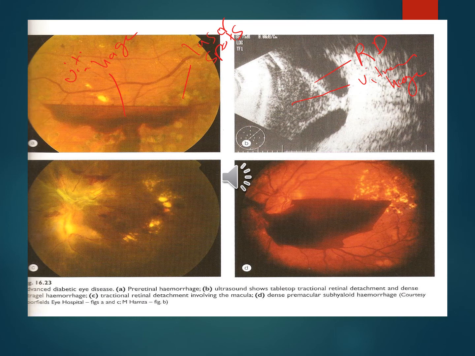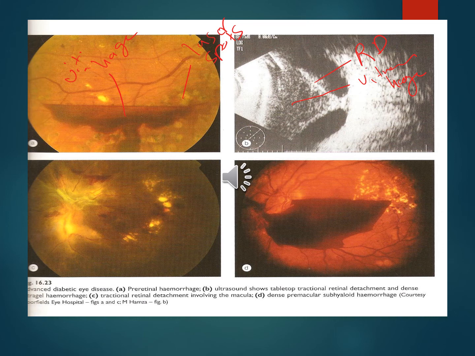Advanced diabetic eye disease. The stage of the complication, the blinding complication of proliferative diabetic retinopathy in patient who doesn't receive treatment at all or is insufficiently treated.